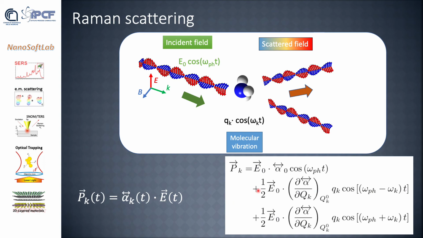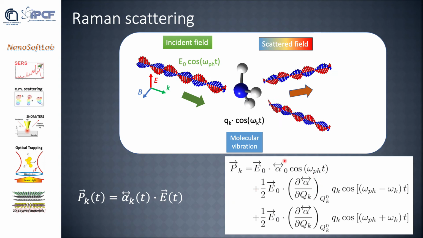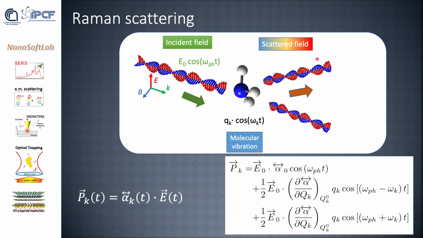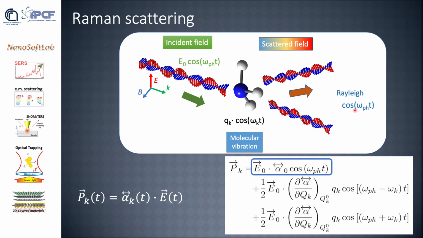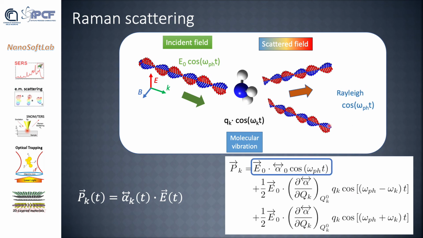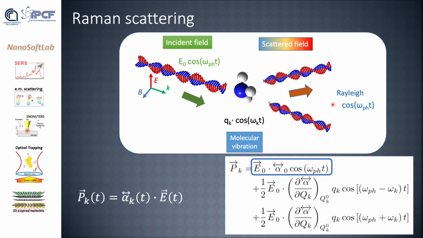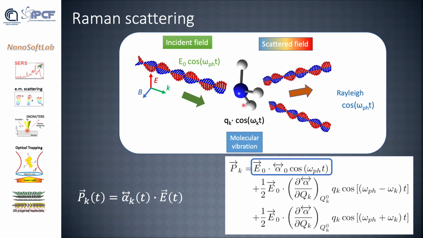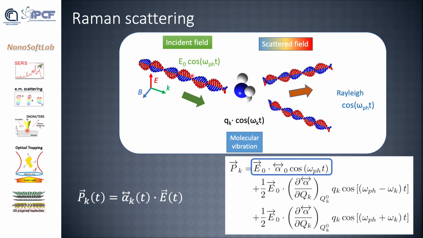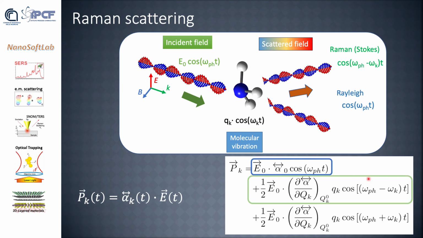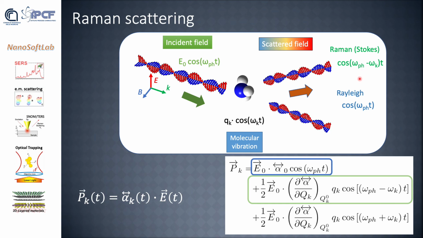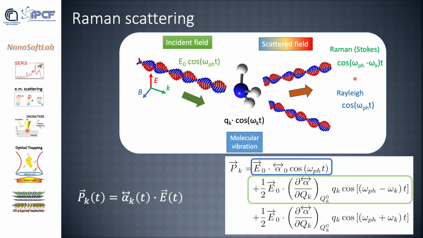This will give rise to three components. It means that the light will be scattered at three different frequencies. The first one will be the same as the incident light, omega photon, and this is the so-called Rayleigh scattering. The molecule is just diffusing the incident photons in a different direction. But there are two other components, and these components do not have the same energy as the incident photon.